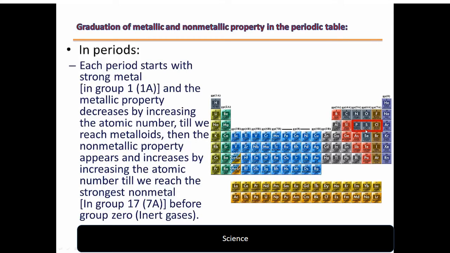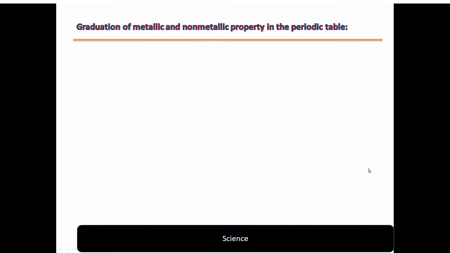Then the non-metallic property appears and increases by increasing the atomic number. So non-metallic property increases in periods as we go from left to right by increasing the atomic number, till we reach the strongest non-metals in group 7A or 17, just before group 0, which is noble gases.